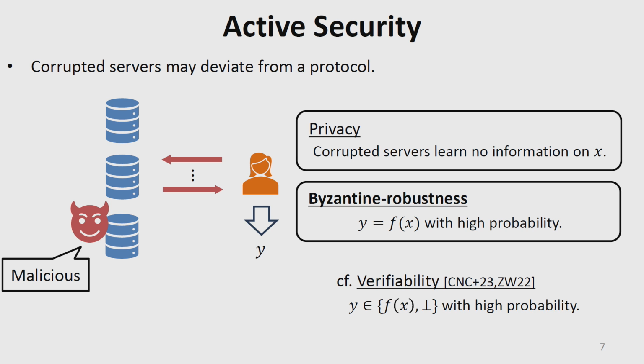And a technically more difficult challenge is to achieve Byzantine robustness, which requires that the client output is correctly f of x, even if servers return incorrect messages. There is a related security notion called verifiability, but verifiability is a weaker security notion than Byzantine robustness. More specifically, verifiability guarantees that a client never accepts an incorrect result, but it does not guarantee that the client can uniquely determine the correct output. So that's the difference.